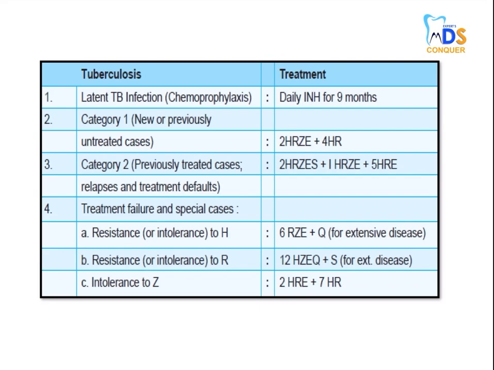Now the tuberculosis treatment regimens. Just have a look. Many times they can ask this. They have asked it in the medical field, but they can ask it in the dental NEET as well. So note the regimens clearly given here. If you see the drugs, H is for isoniazid and so on. Just have a look at what the drugs are and have an idea of this.